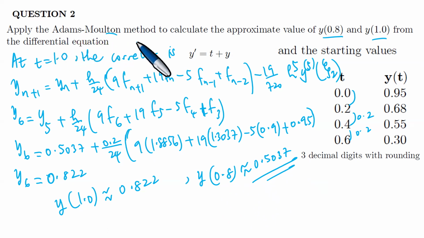Right, so apply the Adams-Moulton method to calculate the approximate value of y evaluated at 0.8 and at 1.0 from the differential equation. This is what we're getting. So the y at 1.0, the corrector is 0.822. And at 0.8, it is 0.5037. And therefore, for today, we are done.